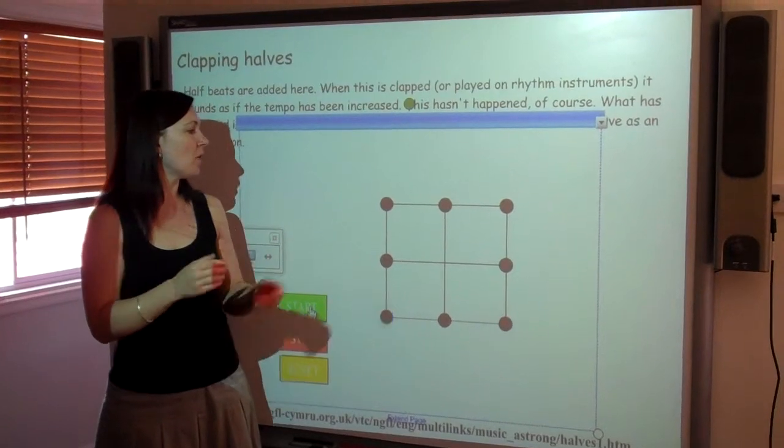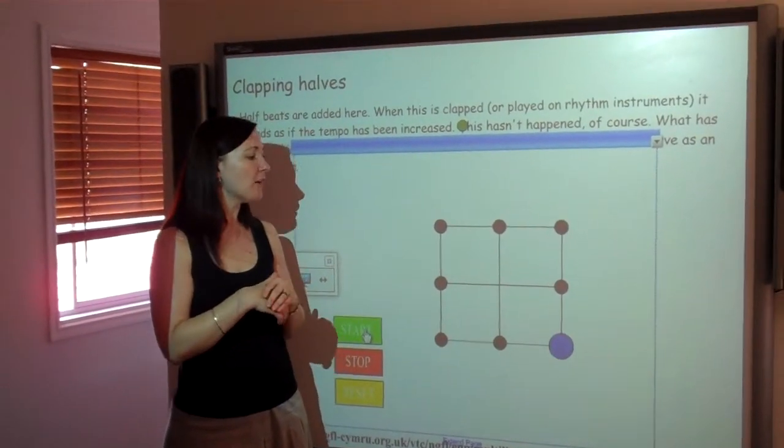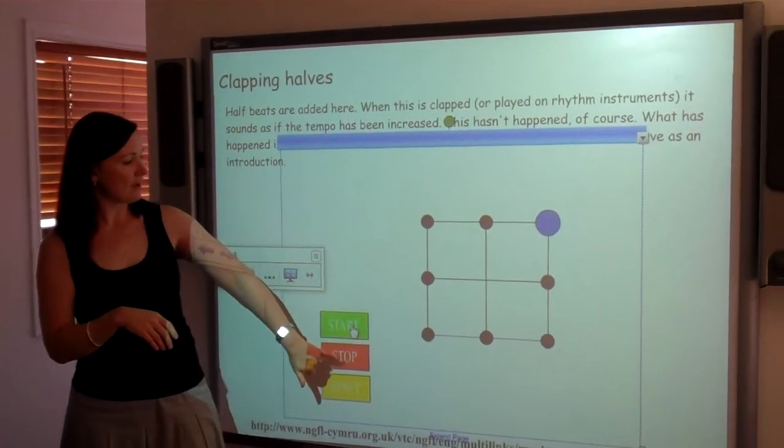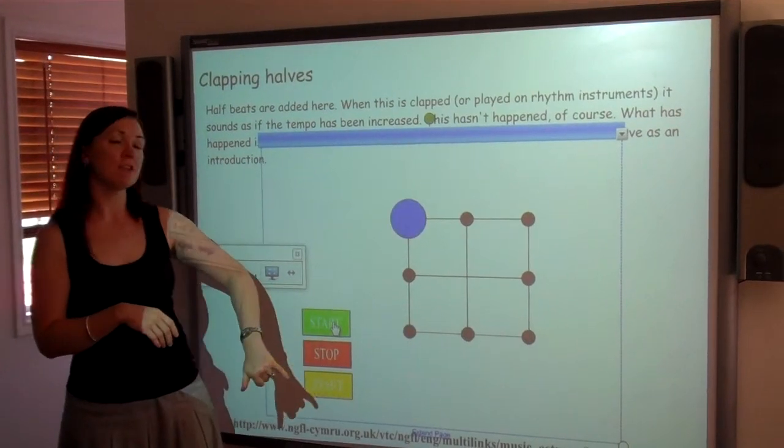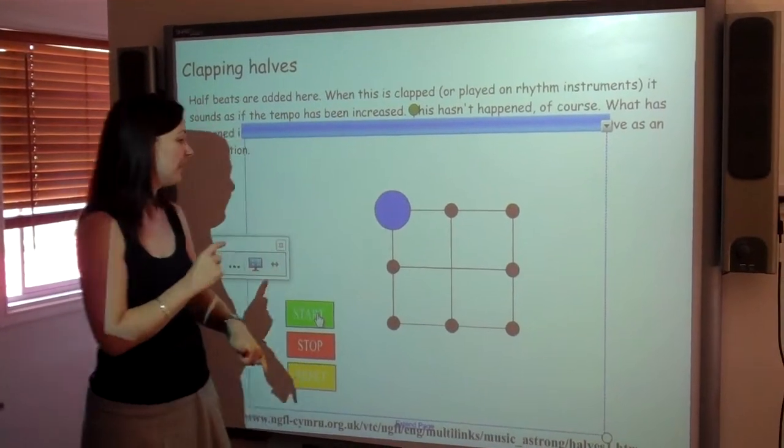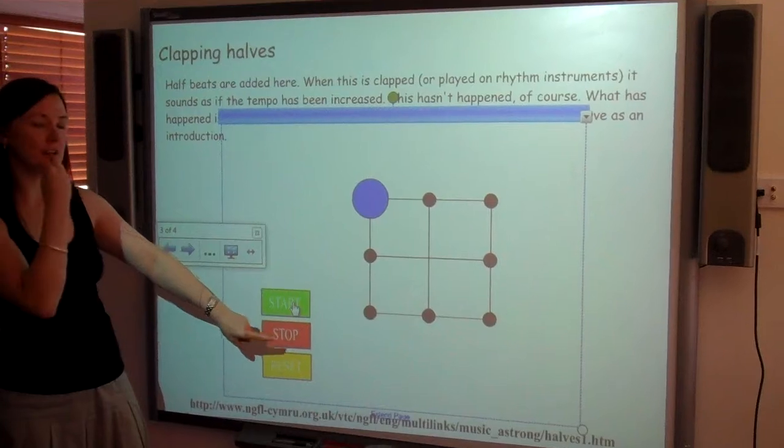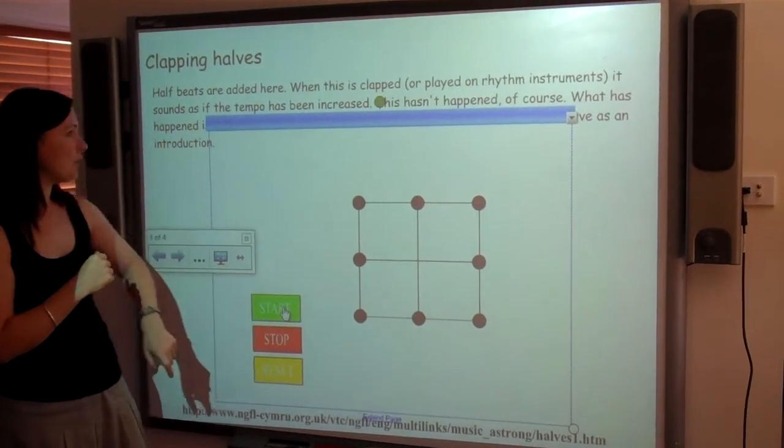So now we'd be going 1 and 2 and 3 and 4 and, 1 and 2 and 3 and 4 and. And if they're really clever, clapping on the 1 and the 2 and the 3 and the 4 and just speaking the and in between.